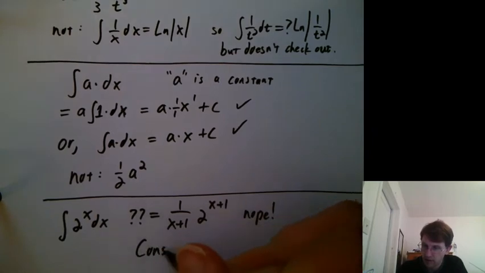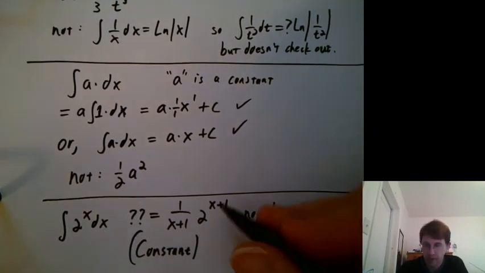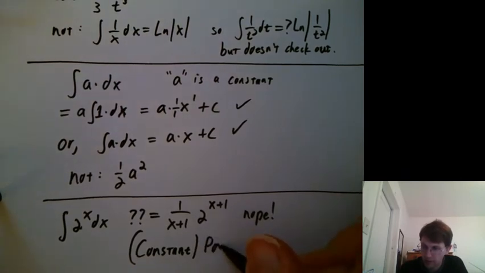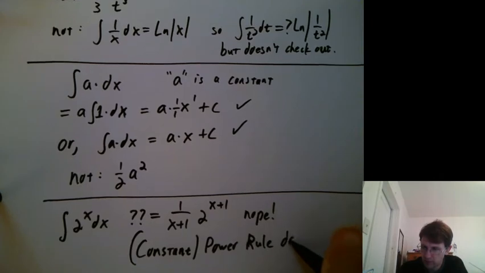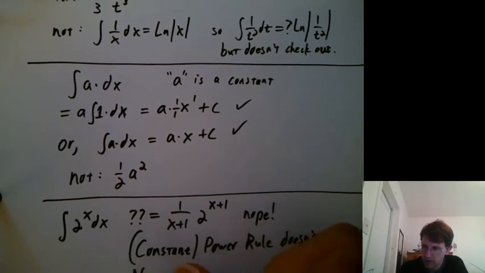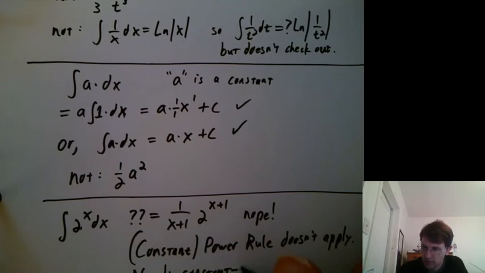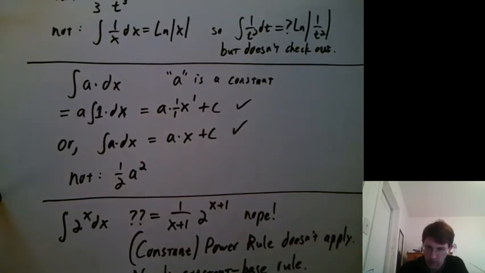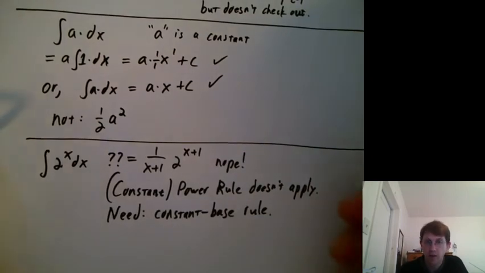So let's say, it's called the power rule, but it really should be called the constant power rule. That doesn't apply. What I need is a constant base rule. Constant base and variable exponent.